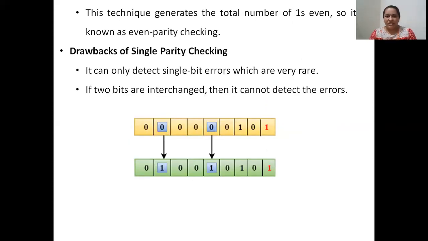The single parity checking method is quite easy to understand and implement. It's quite inexpensive as well, but it has a drawback. It can only detect single bit errors. If 2 bits are interchanged during transmission, then it cannot detect the errors. An example is shown in this picture.